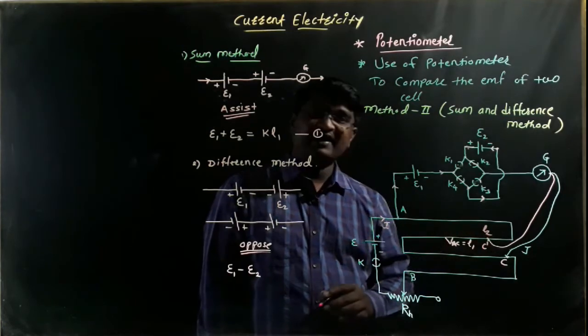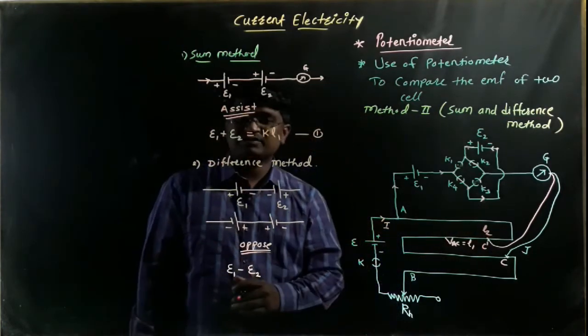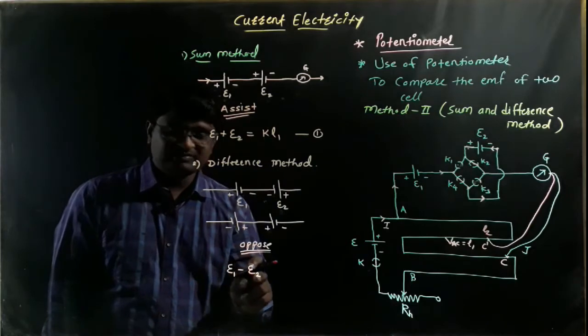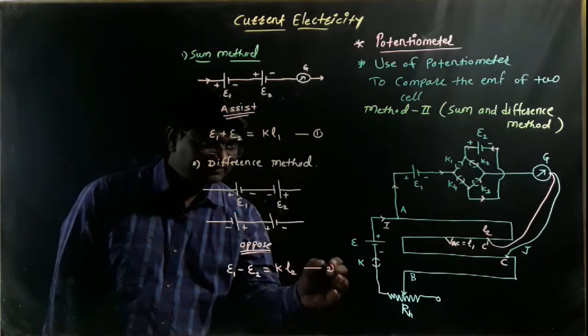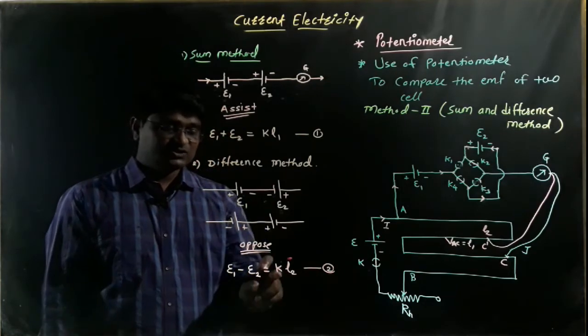This is denoted by L2. So as per the principle of potentiometer, we know that epsilon 1 minus epsilon 2 is equal to KL2. This is our equation number 2. Okay, so what is K?